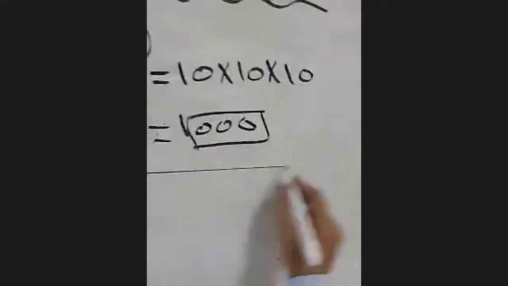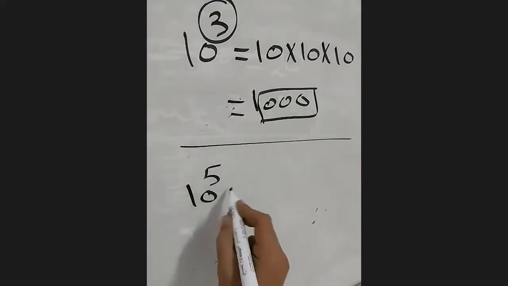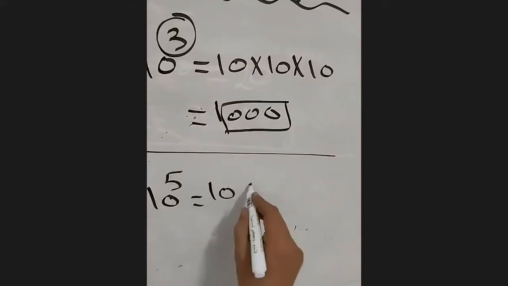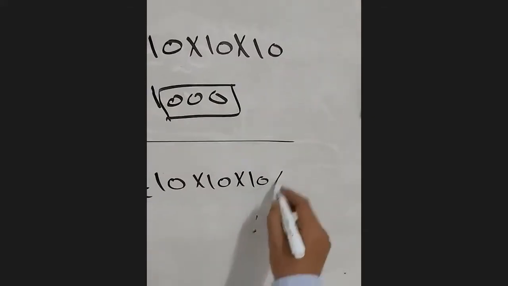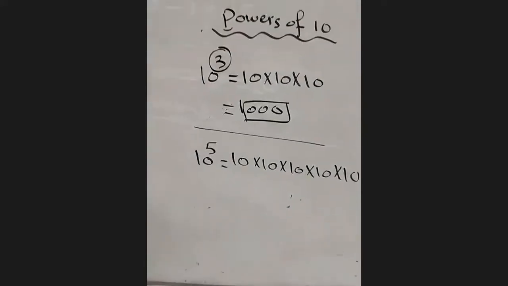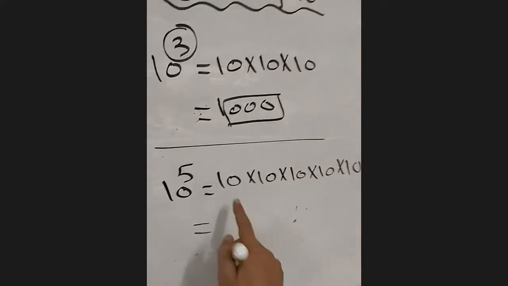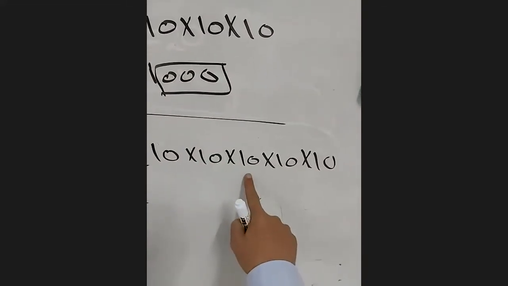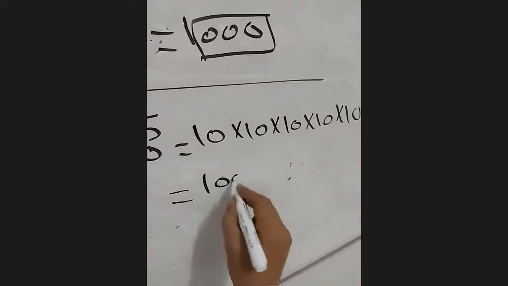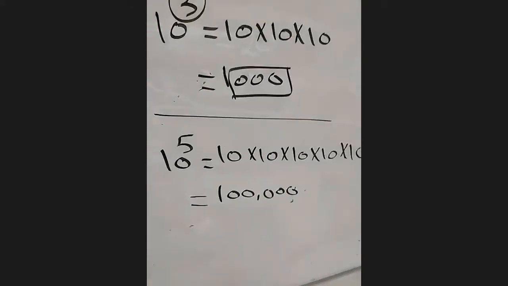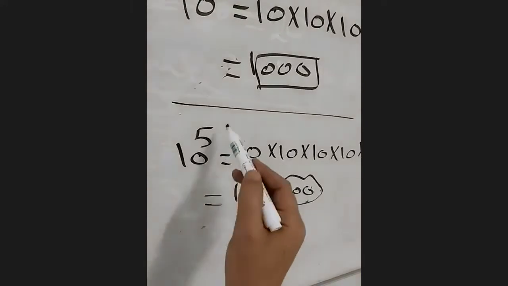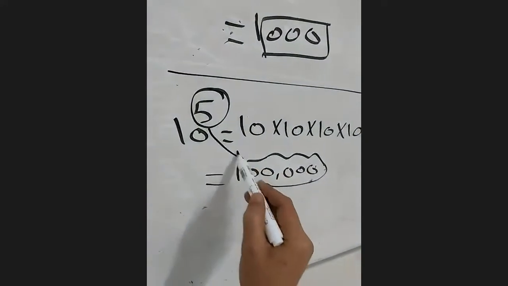Another one. For example, 10 to the power of 5. It is 10 times 10 times 10 times 10 times 10, 5 times. Okay? Now let's find it. 10 by 10, 100. By 10, 1,000. By 10, 10,000. By 10, 100,000. Now look here. How many zeros do we have? We have 5 zeros, the same as the exponent, right?